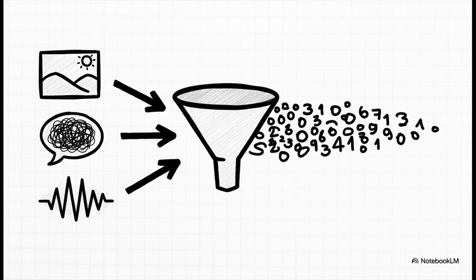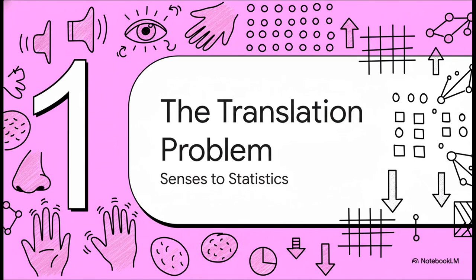Numbers. That's it. Everything. Images, words, sounds, you name it. It all has to be broken down into the cold, hard language of mathematics before an AI can even begin to process it. And that brings us to the first big hurdle in our journey inside the machine, the translation problem. How in the world do you take our rich, messy reality and turn it into pure, clean data?